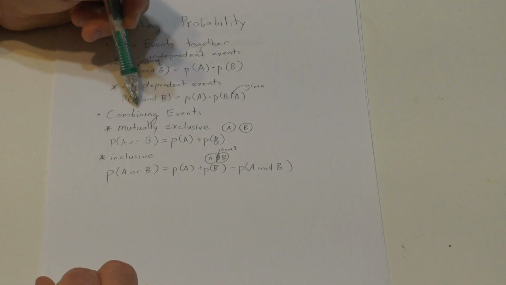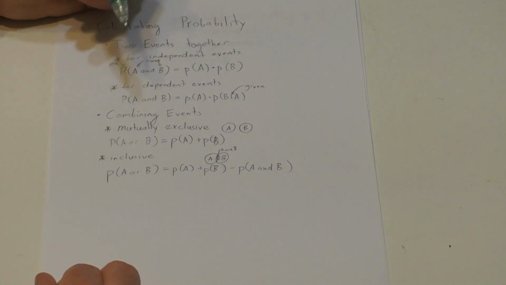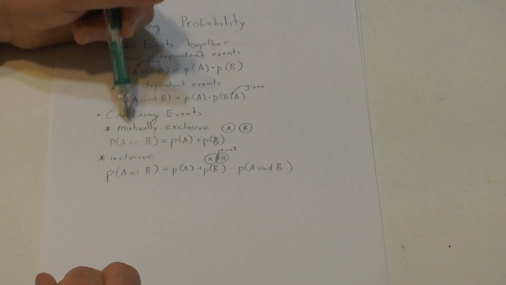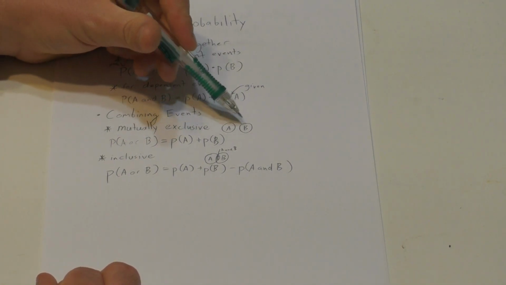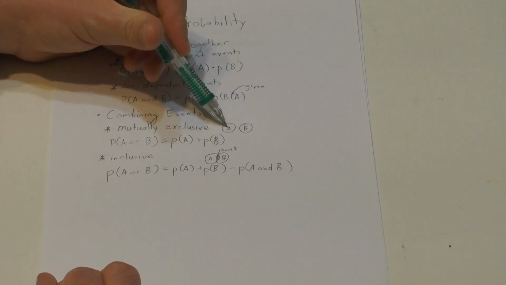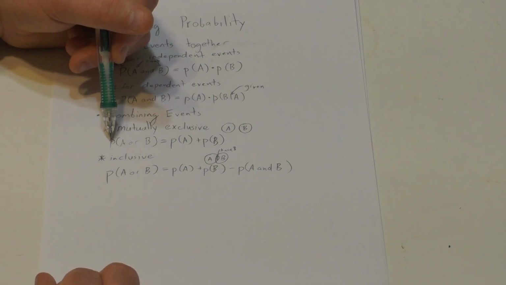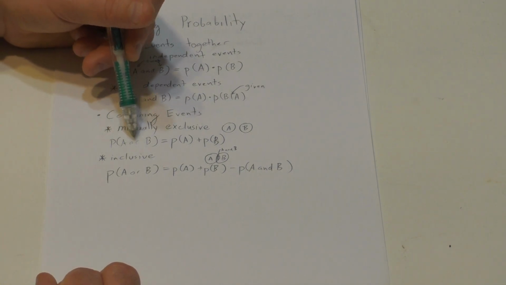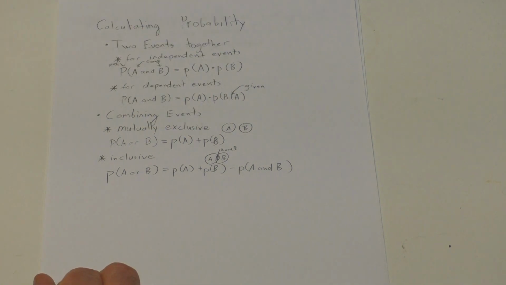The other thing we're going to look at is combining events, the probability of two events combining together. There are two circumstances here. First, a mutually exclusive circumstance, where A and B, the two events, don't overlap at all. They have nothing to do with each other. So the probability of A or B happening equals the probability of A plus the probability of B, simply.